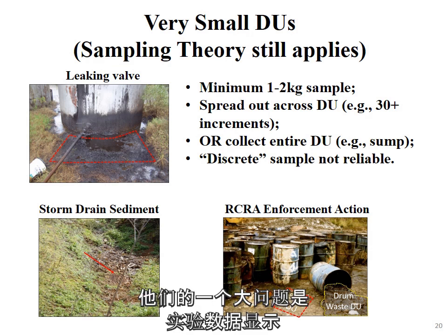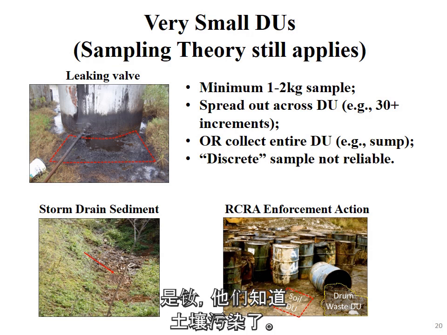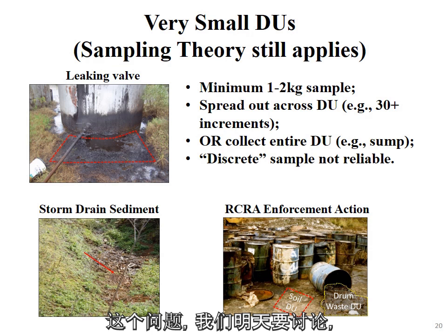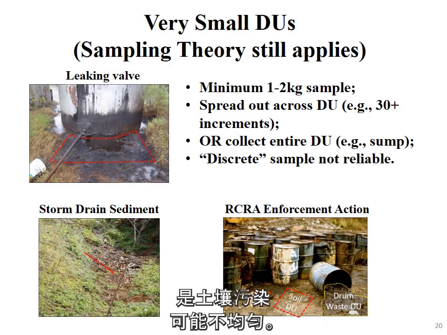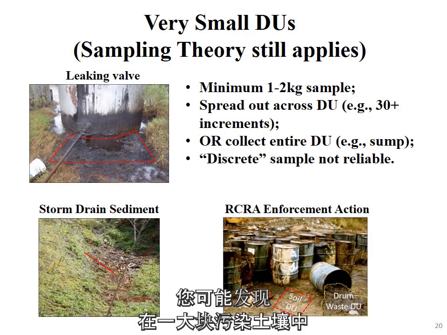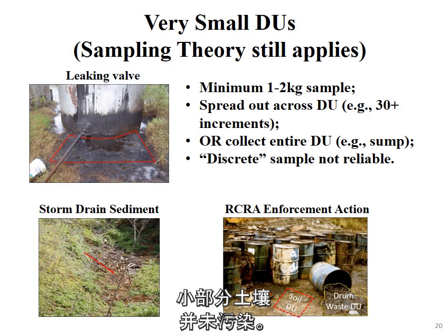A big problem they have is the laboratory data come back and it's ND, and they know that soil is contaminated. They could tell in the field. The problem is that contaminated soil can be really heterogeneous. Within even a small area, you might find small pockets of clean soil within a much larger area of contaminated soil.